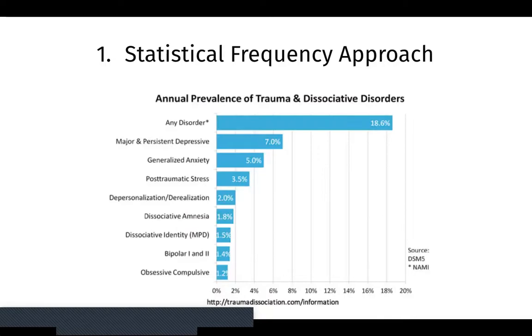So how do we look at this with disorders? So if we look at it with the statistical frequency here, we have that any disorder is roughly 18.6%.